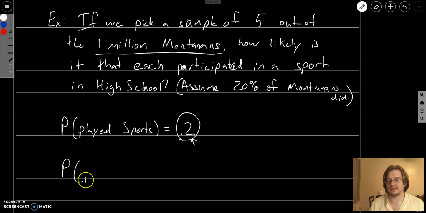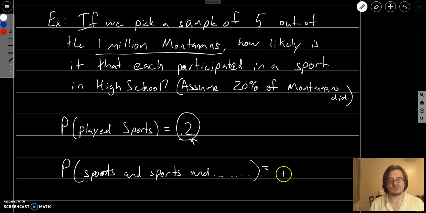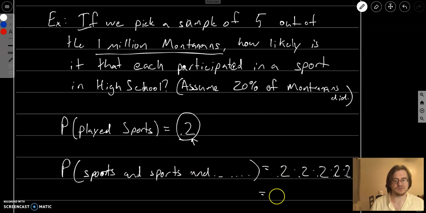So the probability that the first person played sports, and then the next person played sports, and all the way out to the fifth person is just going to be 0.2 times 0.2 times 0.2 times 0.2 times 0.2. The product rule here just adds up. So this will be 0.2 to the fifth power. And I'll continue going through some examples like this in the next video.